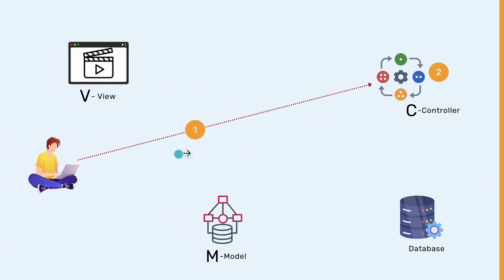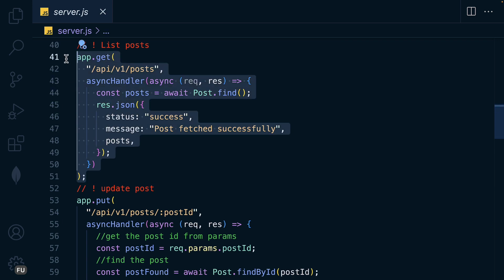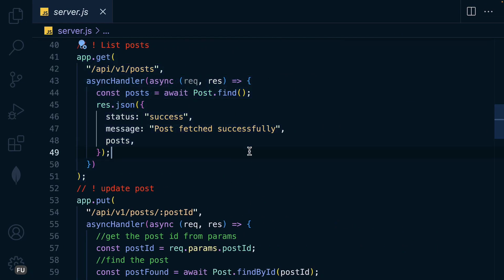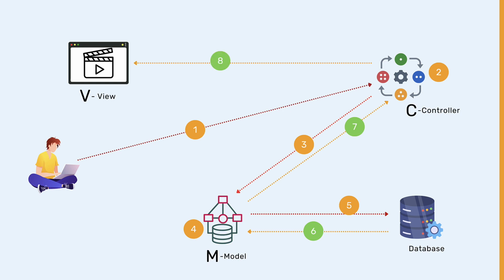So at this point, when a user makes the request, it will hit our controller. At this point, let's assume that this is our controller. And the controller will now talk to the model. In this case, this is our model that this controller is talking to. Then the model will send that request to our database, in this case, our MongoDB database. In case we have some posts, the response will be sent back to the model, and the model will send it to the controller, and the controller will send it to the view for the user to see.